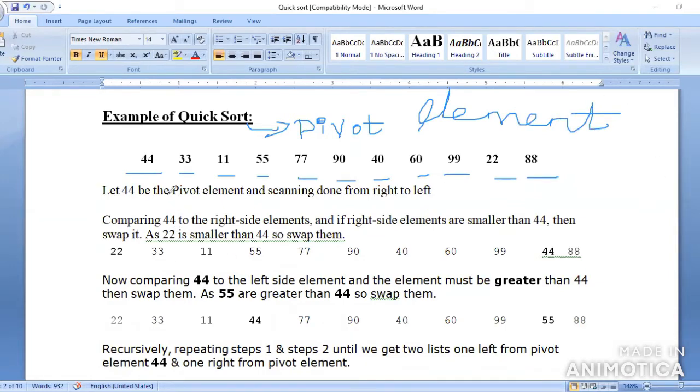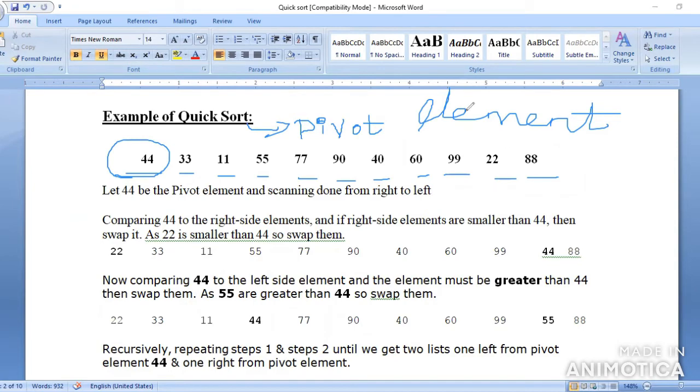Here I am choosing the first element as the pivot element, so let 44 be the pivot element. You scan the elements, first from right to left, and after that from left to right, comparing both the right side and the left side of the elements. If the element on the right side is smaller than the pivot element, you swap it. If it is higher, there is no need to swap. That is the main thing.